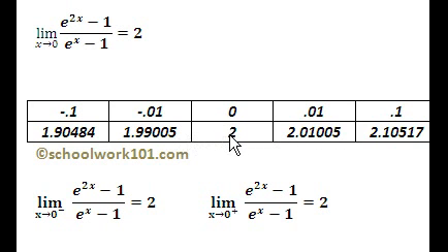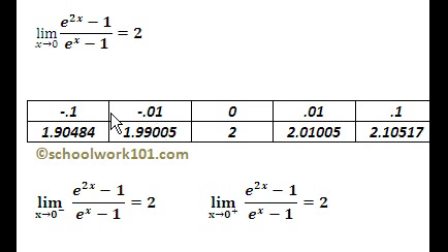Now if you really wanted to get as close as you possibly can to 2, well, I can't really say as close as you possibly can, but a whole lot closer, you could type in negative 0.0000001 into here, and we'd get an even better approximation showing that we're getting closer and closer to 2, but I just stopped at 0.01.